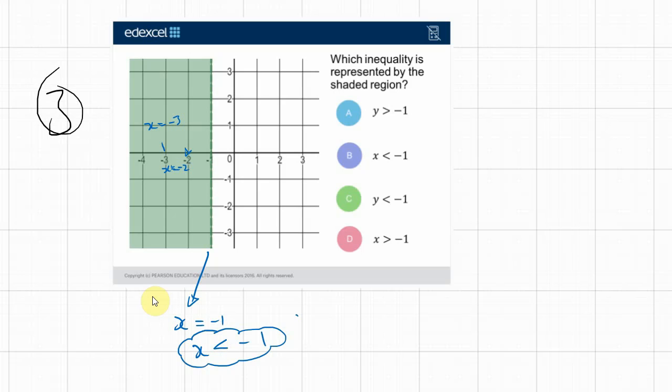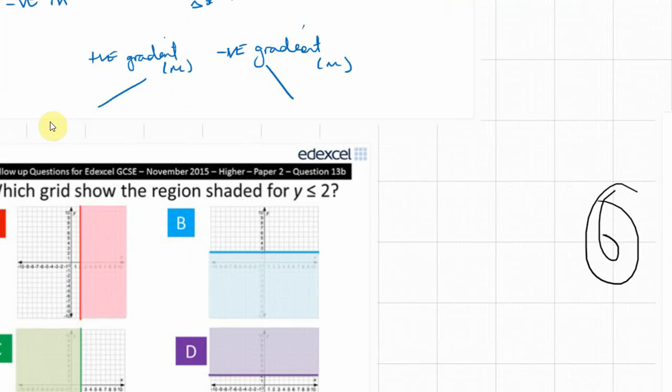And it's a dotted line, so it's going to be this inequality and not that one. So here we're going for B. They're quite easy, them ones, I think.